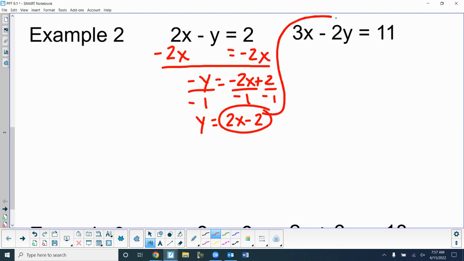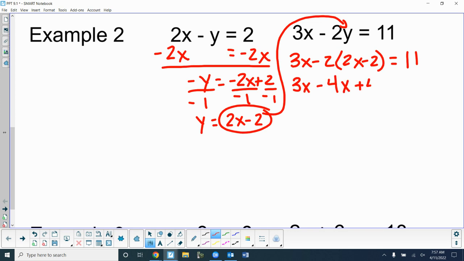So I take this and put it in for the y in the other equation, remember. So I get 3x minus 2 times y, which again, y we just made as 2x minus 2. So we're going to distribute that negative 2 through there now. So we got 3x minus 4x plus 4, and that's negative x plus 4.